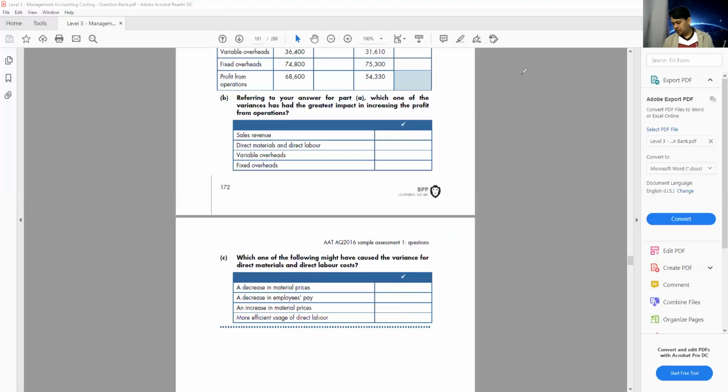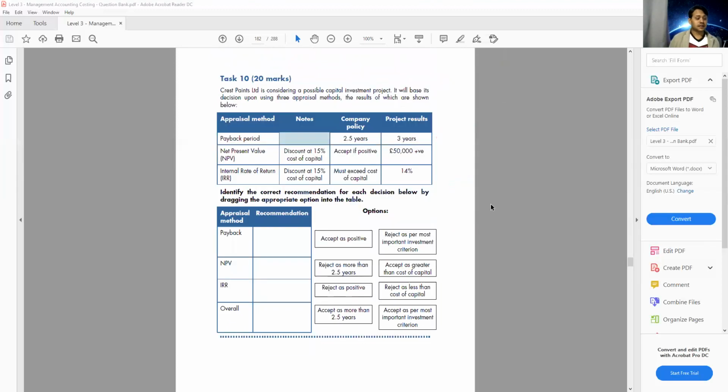All right, so that's it. Let's move on to the next question. The last question we have, question number 10. This is the last question we have from the decision-making appraisal.